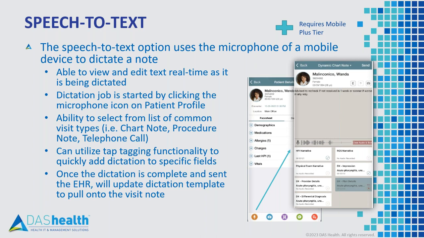To quickly dial into a particular area of the visit that the provider needs to add notes to, there is a feature at the bottom half of that screen called tags, and a provider can click on each of those tags and dictate for that particular area. For example, in the screenshot, we can see things like the HPI, the physical exam, review of systems, particular diagnosis codes if those were added previously. And then once that dictation is complete, the provider will select the Send to EHR option, and that information will all flow into a dictation template that's added to the patient's chart. And then the visit note will generate from that.